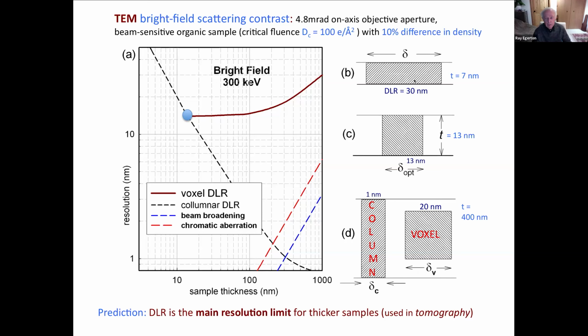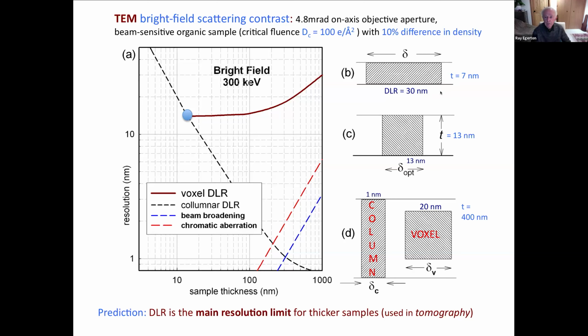On the top right here, you can see that if we have a very thin sample, like 7 nanometers, the shaded area represents the volume of sample that we need in order to generate an observable signal. In order to get sufficient volume for a thin sample, our width here has to be large. So the dose-limited resolution is 30 nanometers.